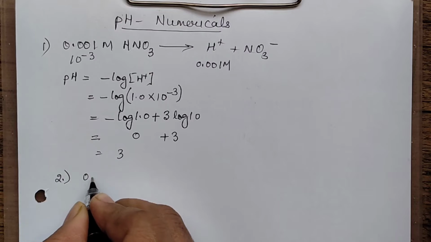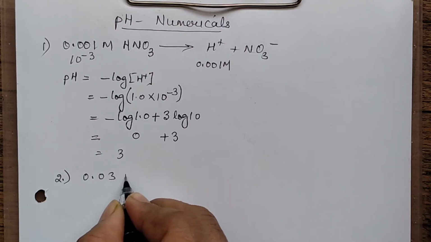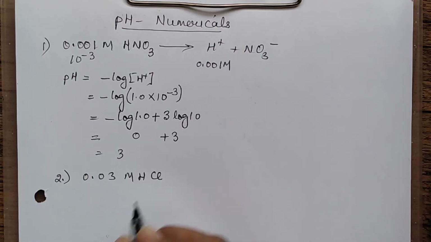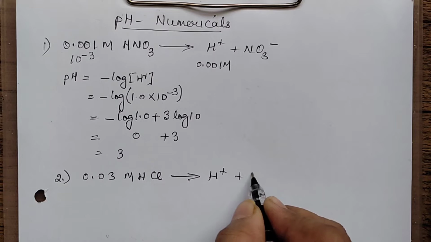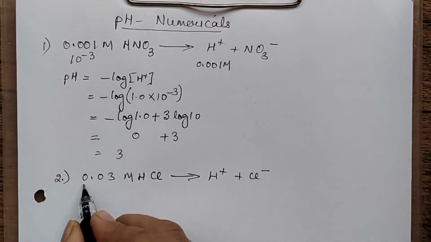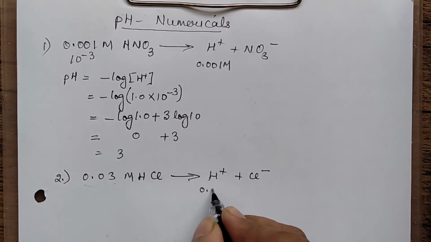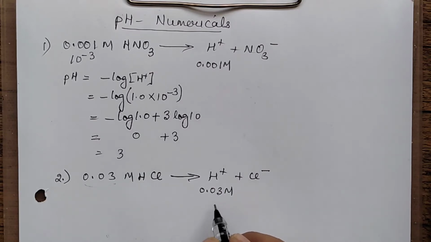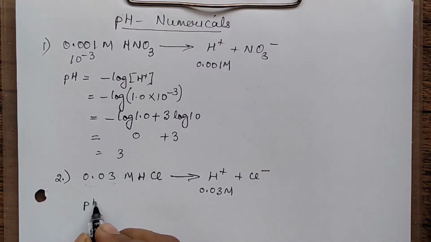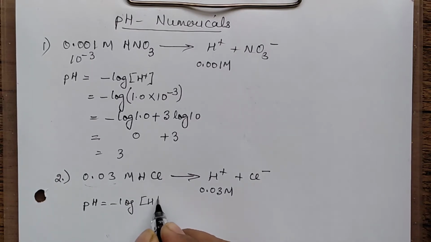Suppose you have 0.03 molar HCl. Right? This is also a strong acid. This will ionize completely and it will form H plus and Cl minus. So 0.03 molar is also the concentration of H plus ion. Right? Now this we are going to put up in the pH formula. pH is equal to minus log of hydrogen ion concentration. So we will put the value.